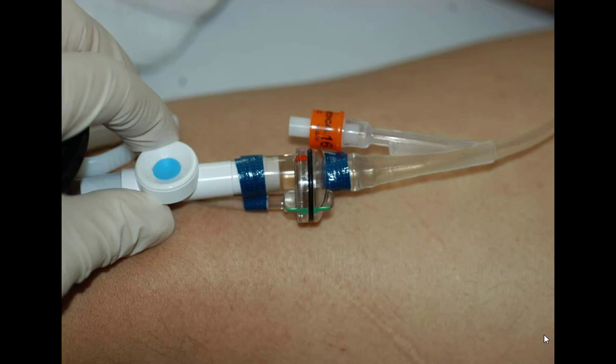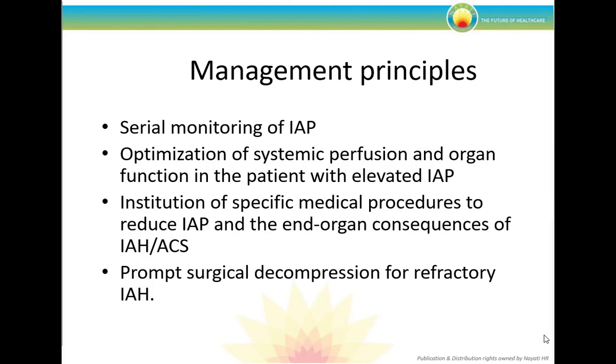So there is continuous transducing happening. So what are the management principles? As I discussed earlier: serial monitoring of intra-abdominal pressure, optimization of systemic perfusion and organ function in patients with elevated IAP, just like we do with other organs. You'll have to increase the mean arterial pressures to maintain perfusion in these patients. Institution of medical procedures to reduce the intra-abdominal pressure. If the patient is not responding to any of these measures, then subsequent surgical decompression.